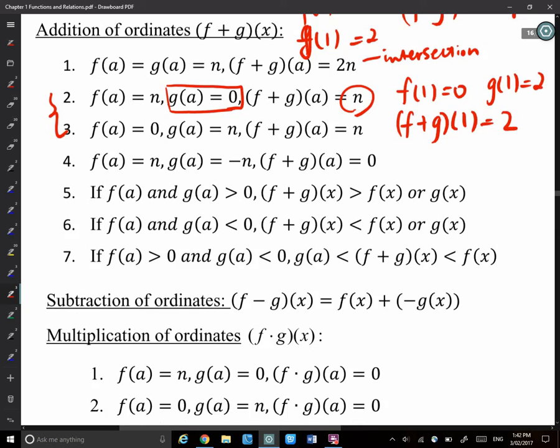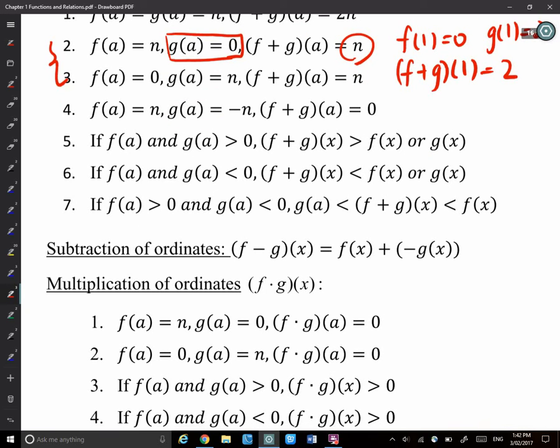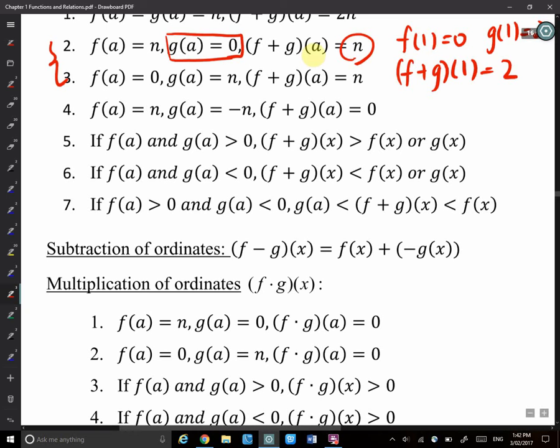And next one is if f(a) equals n, g(a) equals negative n, which means they have the same distance, go up and go down. That's the case where the intercept occurs. Okay, n plus negative n, that's 0. So you have an x-intercept. That's where you find your intercept.